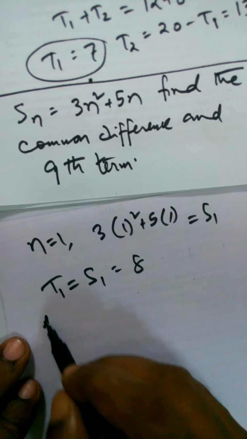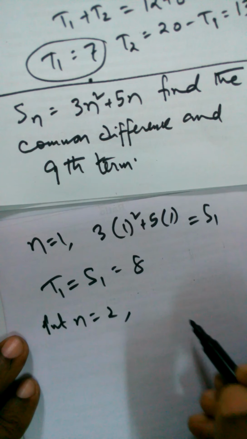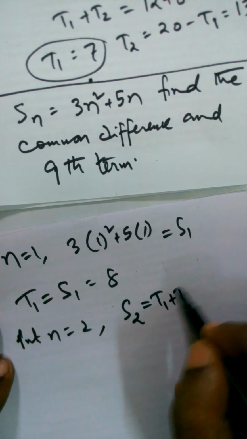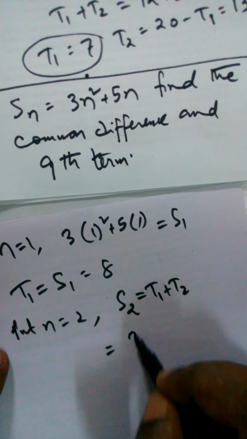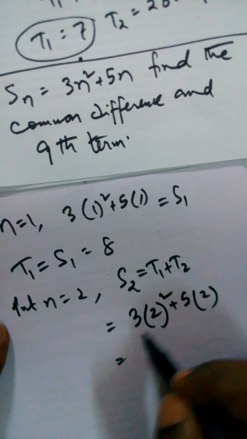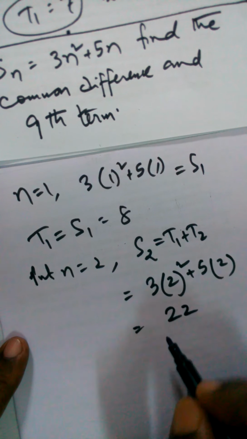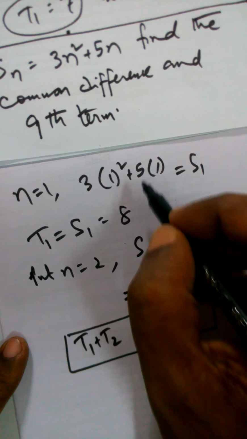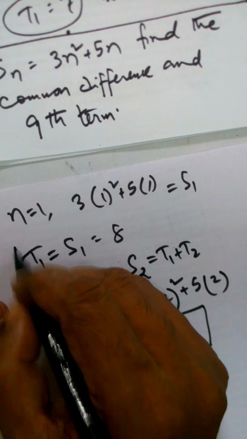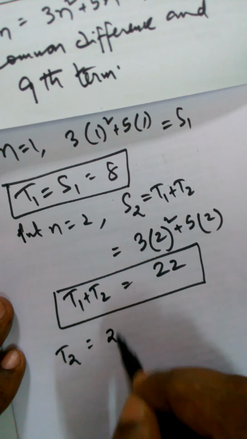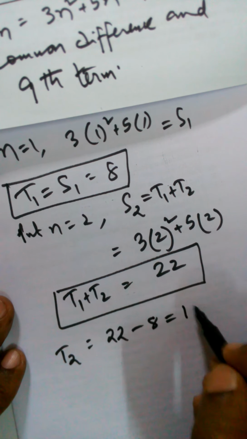Now what about n is equal to 2? Putting n is equal to 2, what are you getting? The sum of two terms, that is first term plus second term. And what is the result? 3 into 2 square plus 5 into 2, and that is 12 plus 10, 22. Now this is t1 plus t2 because it is the sum of two terms, and the sum of one term is t1, that is 8. Now what is t2 then? 22 minus 8, that is 14.